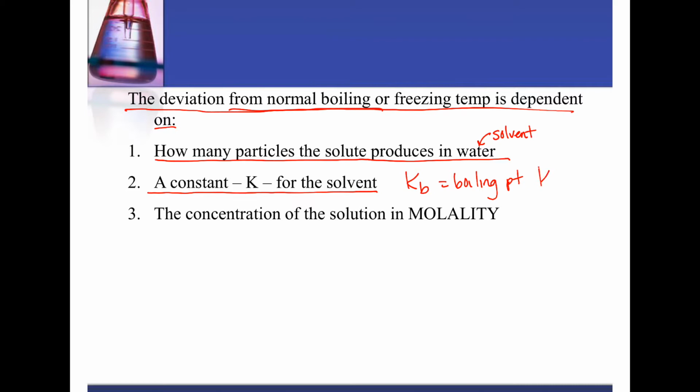And there are Kfs, which are freezing point constants. So depending on if you're trying to calculate how much the boiling point is going to be affected, you would use a Kb. If you're trying to calculate the freezing point, you would use a Kf. But it's always for the solvent. And then the last thing that affects the boiling point and freezing point is the concentration of the solution in molality. Okay, so that's the little m.